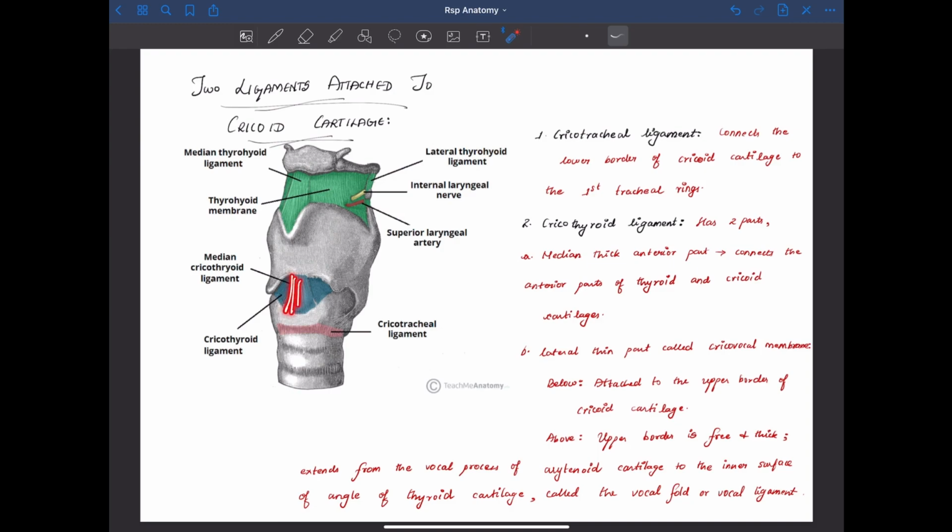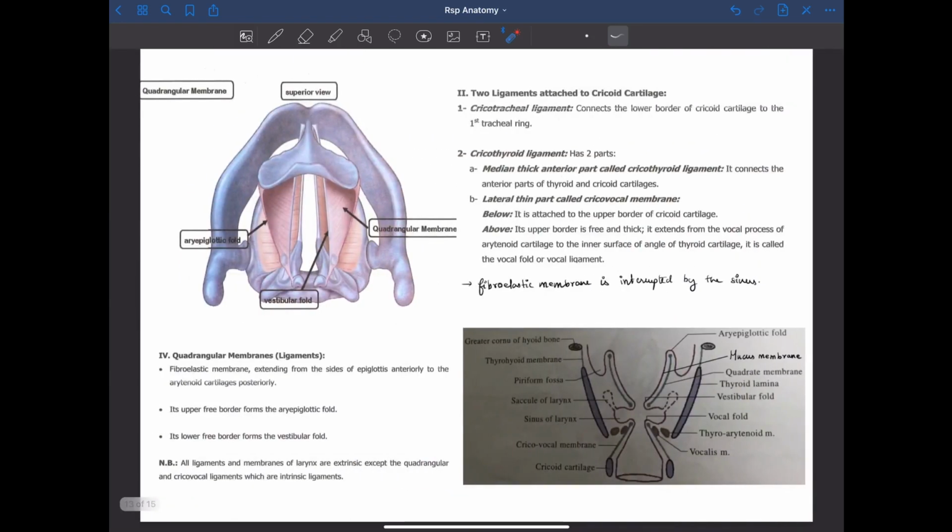The cricothyroid ligament. This is the thyroid cartilage. So the ligament which connects the thyroid cartilage and the cricoid cartilage is the cricothyroid ligament. And the ligament which connects the cricoid cartilage with the tracheal rings, these are the tracheal rings, is called the cricotracheal ligament. Can you see? Cricotracheal ligaments connect the lower border of cricoid cartilage to the first tracheal ring.